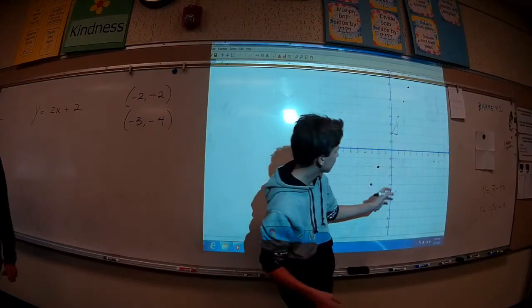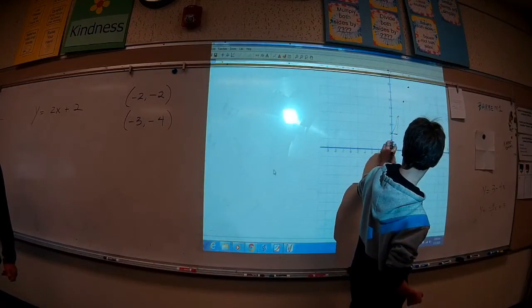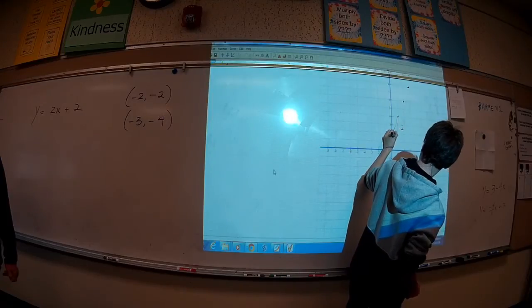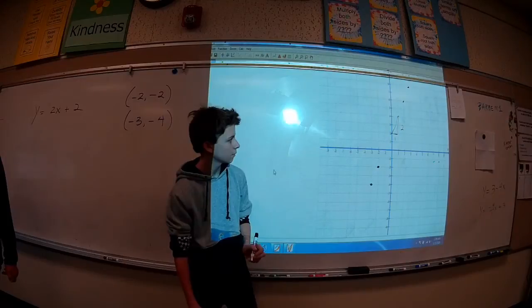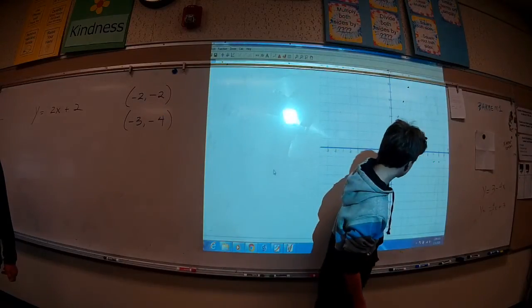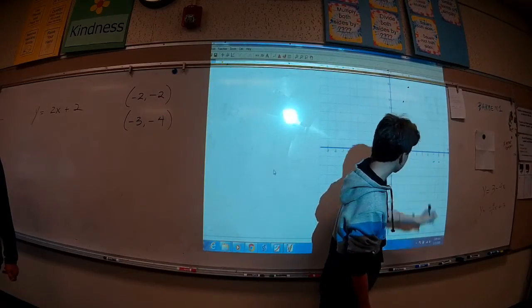Count the rise and the run. He has counted the rise and the run. Eli, what should he do? Put rise over run. Good.